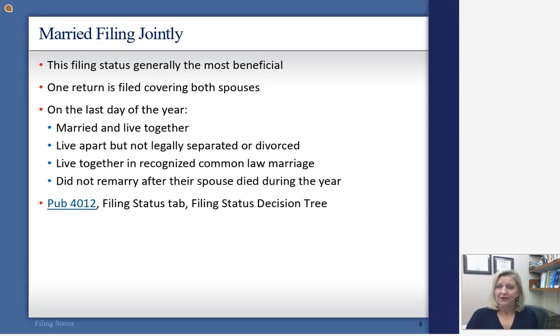If the client is married on December 31st of 2025, whether they got married on December 31st or they were married the entire year, they probably will want to file married filing jointly. Under married filing jointly, you file one return for both spouses. You list one spouse first and then list information for the other spouse.